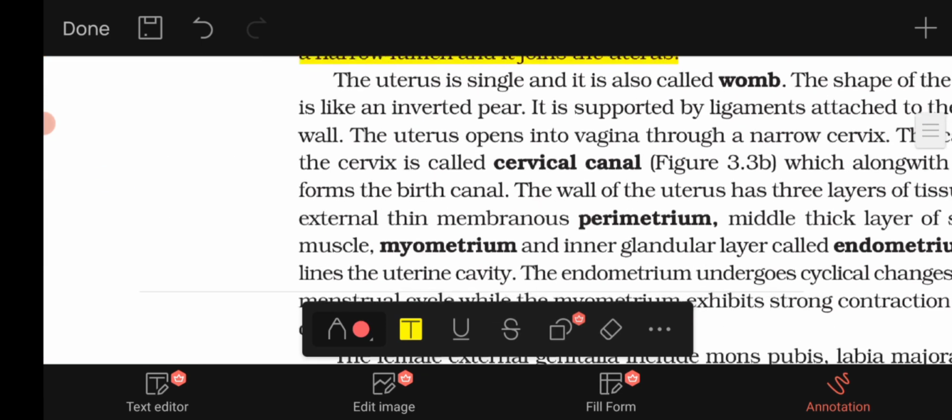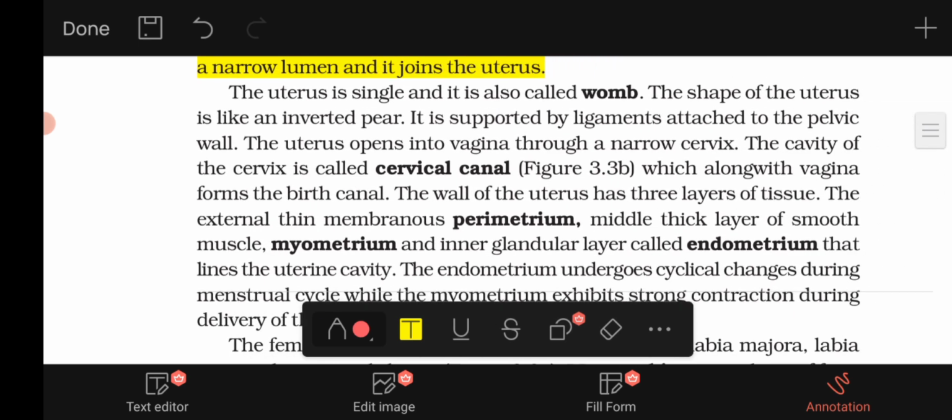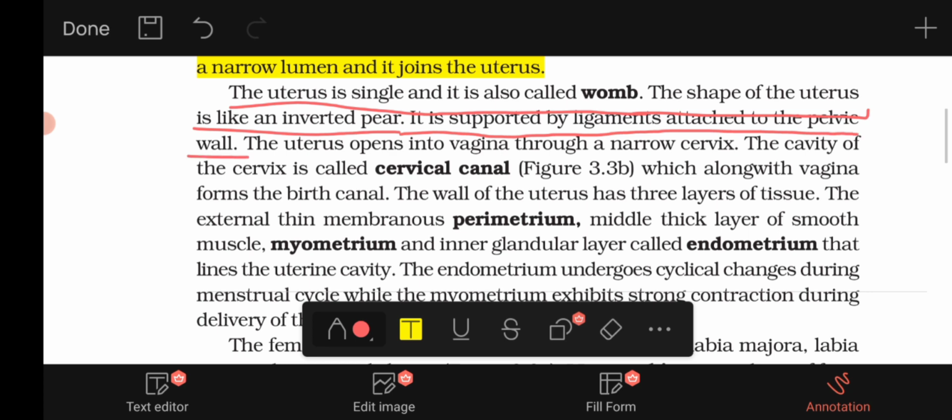So the uterus is single and it is also called the womb. The shape is like an inverted pear. It is supported by ligaments attached to the pelvic wall, just like the ovary. The uterus opens into the vagina through a narrow cervix, and the cavity of the cervix is called the cervical cavity or cervical canal, which along with the vagina forms the birth canal.